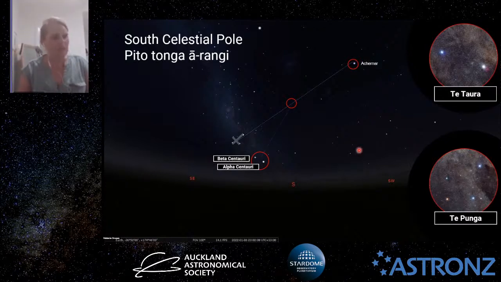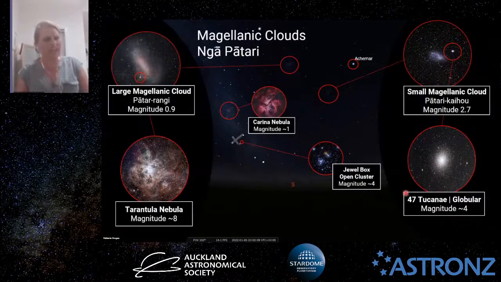Okay, the other way that you can do it, which is slightly more accurate, and I do recommend this if you can, is just to draw that line through the middle of the 2 pointers to look for the south celestial pole instead.